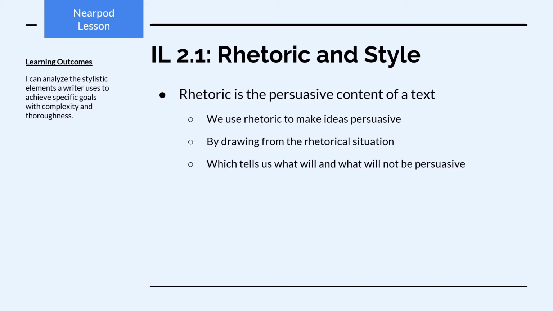In our first unit, we talked about how rhetoric is the study of what makes something persuasive. But rhetoric is also a quality of a text. It's the persuasive content or persuasive qualities of a text. We use rhetoric to make our ideas persuasive by drawing from the elements of the rhetorical situation, which tells us what will and what will not be persuasive.